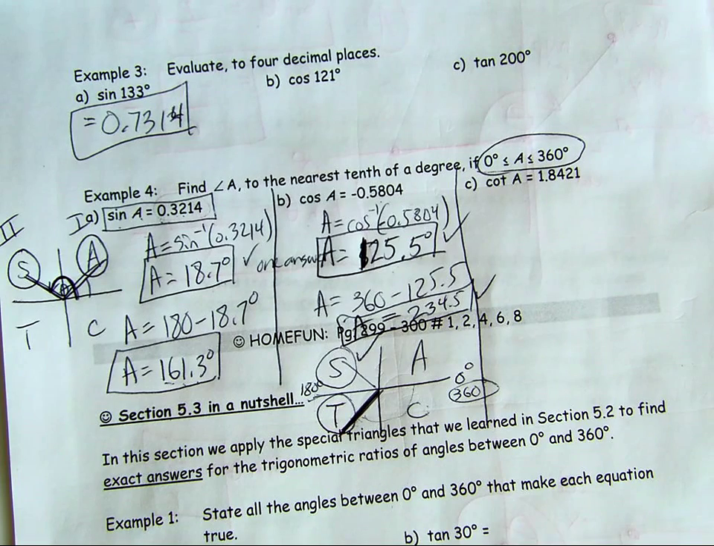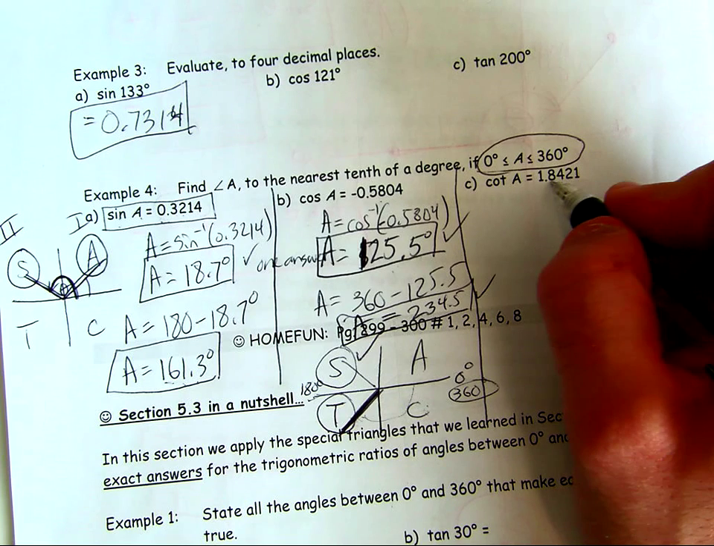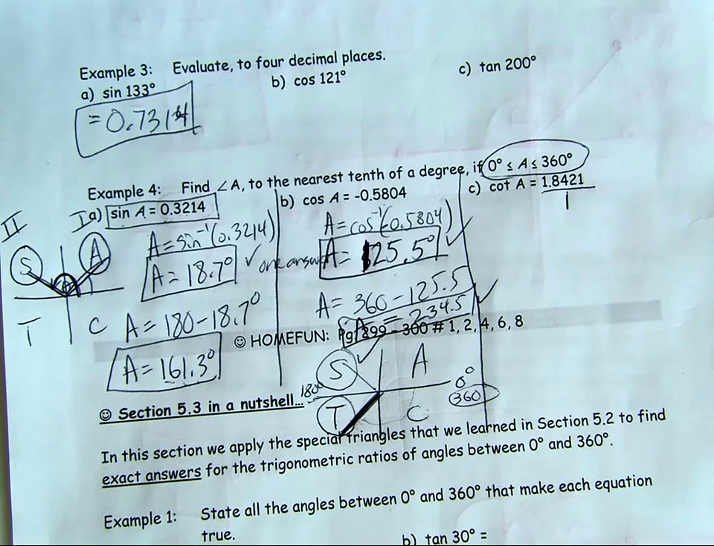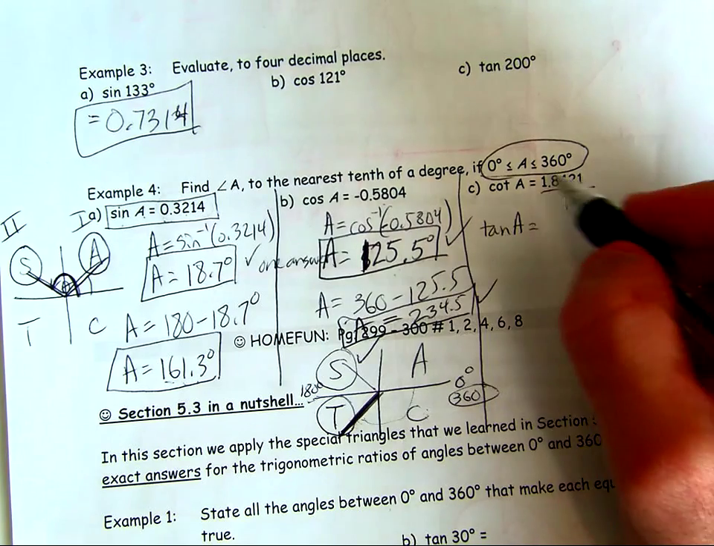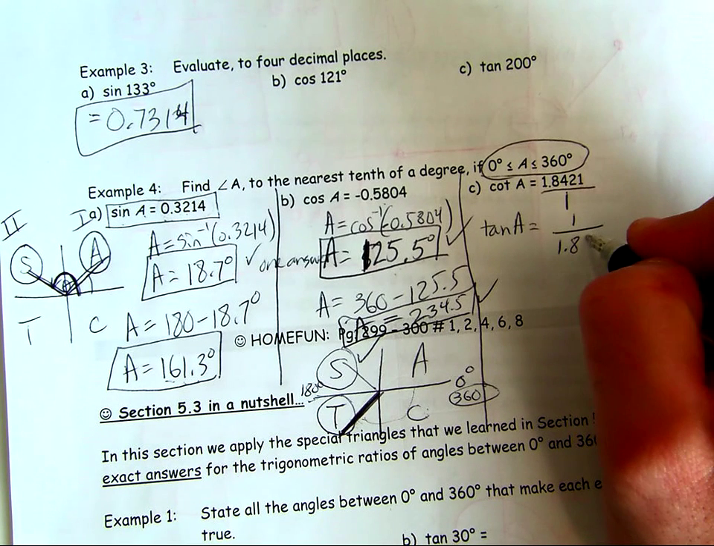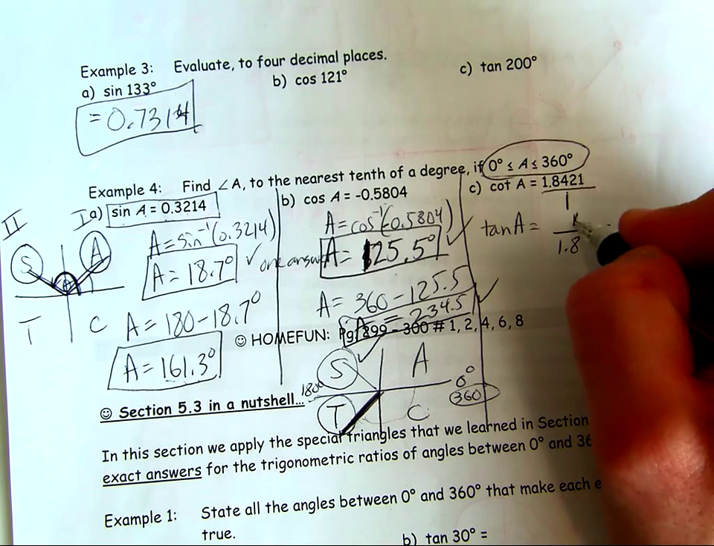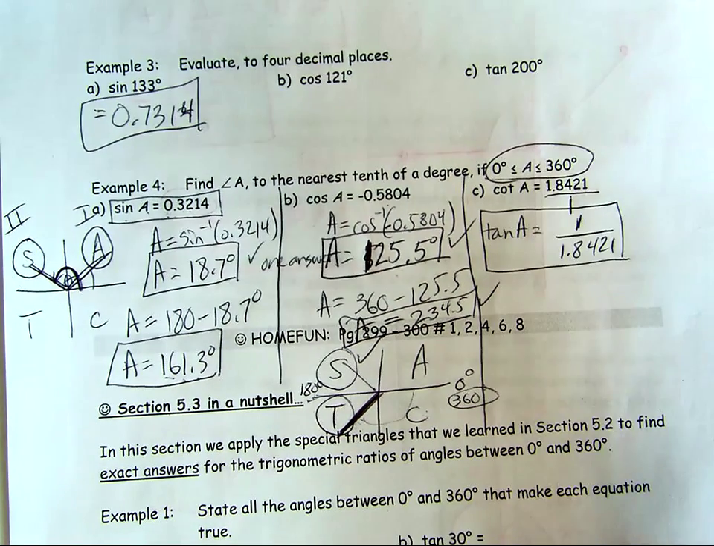Okay? My last one's a little tricky. My last one deals with cotangent of A. So cotangent of A is equal to that. Now, this is not even something we know how to deal with. I do know, as a fraction, this is 1.8421 over 1. Cotangent is the reciprocal of tan. Therefore, if cotangent's this, tan is its reciprocal. Tan A would be equal to this.